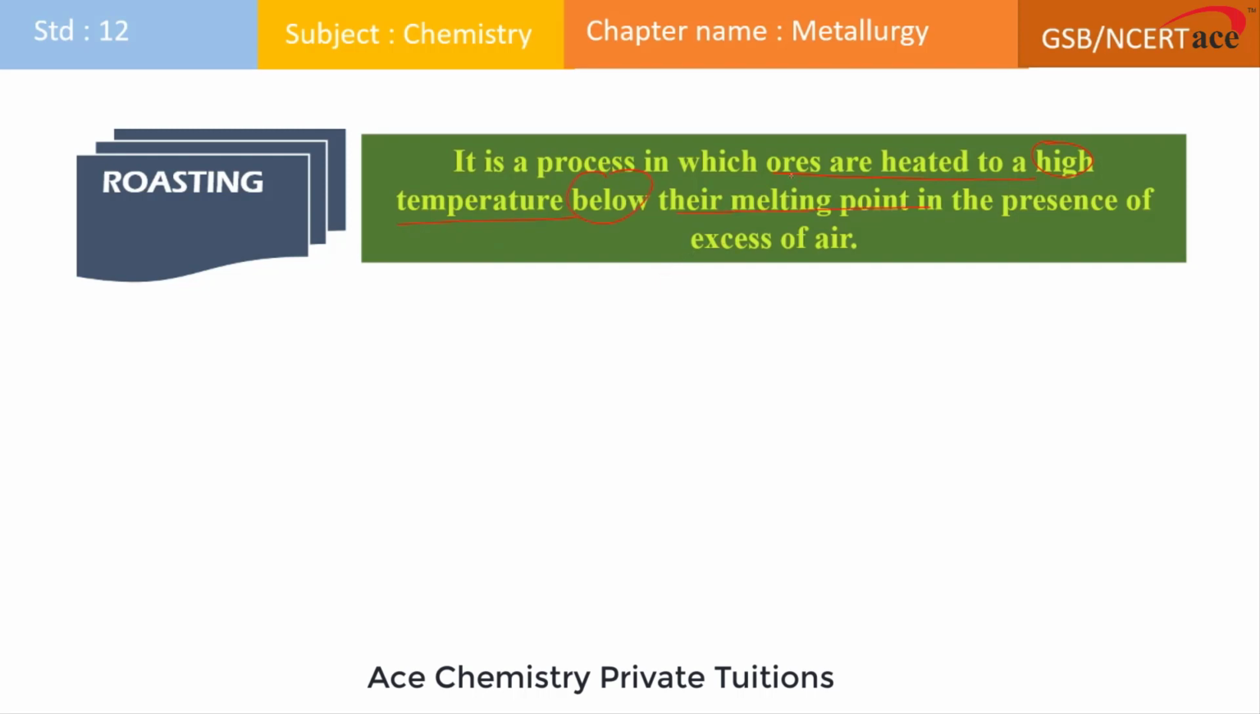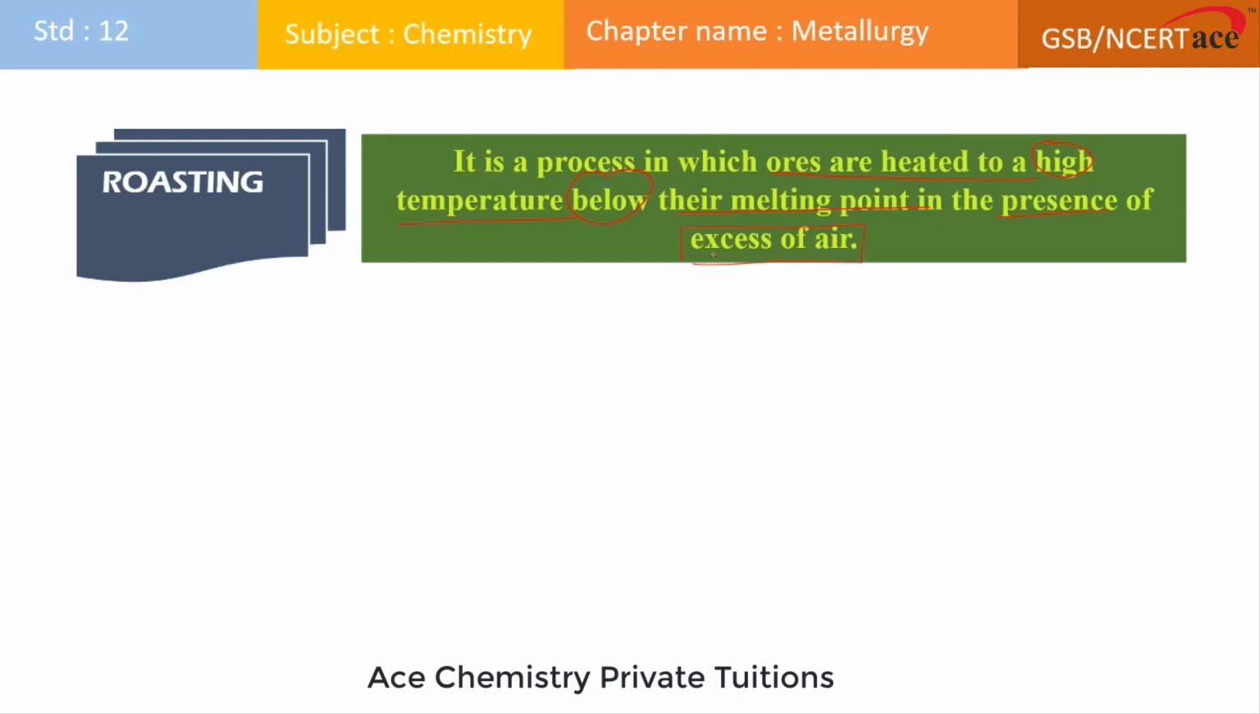I had just explained this in calcination also. We are heating the ore, but at the same time we are preventing the burning of the metal compound. So the temperature should not be above the melting point of the metal compound. That is the reason we are saying the ore is heated to a high temperature below its melting point in the presence of excess air. Student, if you compare with calcination, calcination is carried out either in a limited supply of air or absence of air. But whenever we are doing what?